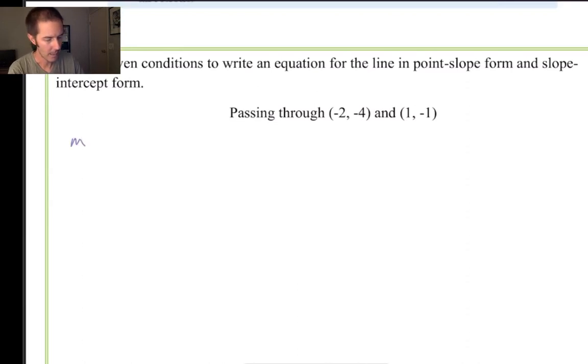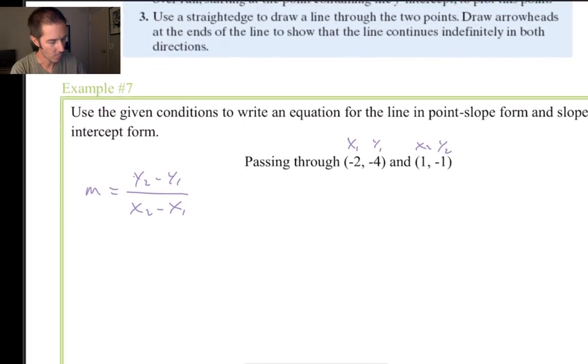Let's calculate m first. That's y2 minus y1 over x2 minus x1. And just in case you're the kind of person who might get distracted and not remember which one is 1 and which one is 2, I like to go in and label them. I'll call this x1 and y1, x2 and y2, and that way I make sure to plug them into the right place in this formula.